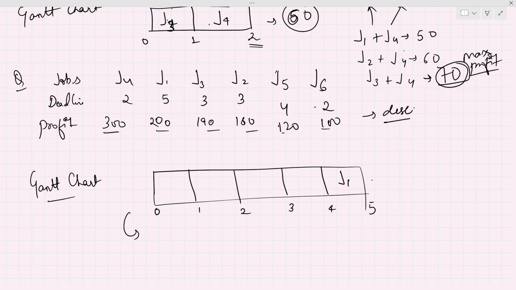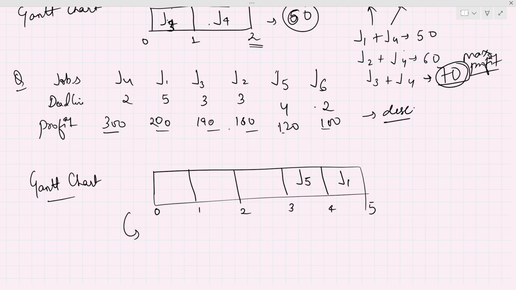Now we place job 1 here. Second thing, after that we have the fourth one, meaning job number 5. So job number 5 occupies this position. Deadline is 4, profit 120. We can add this thing. Okay, and then what do we have? We have 2 positions, J3 and J2. So we have to add these 2.